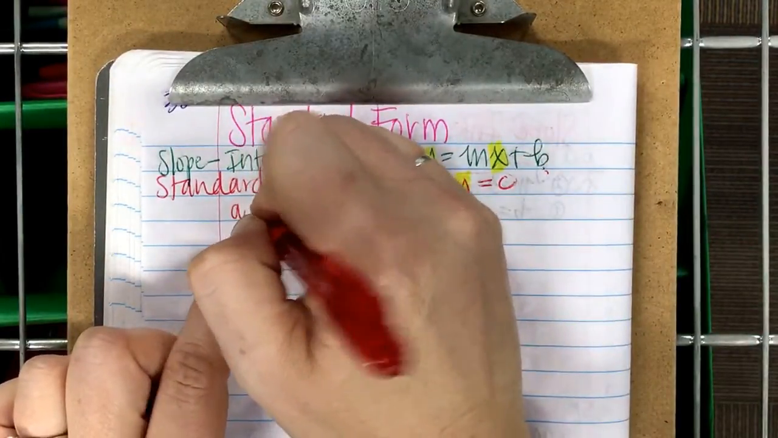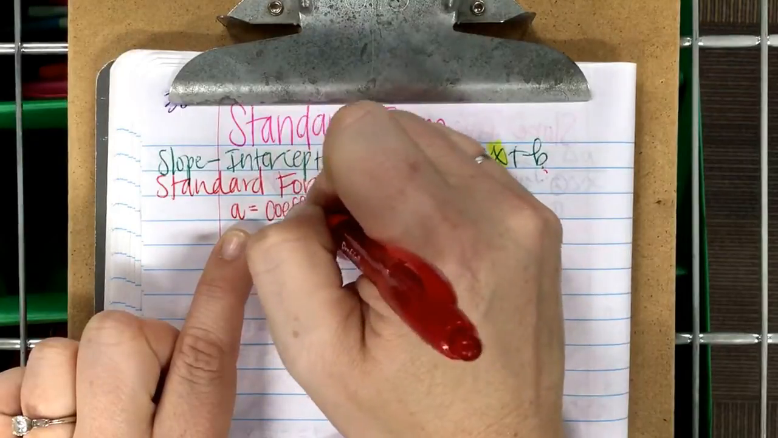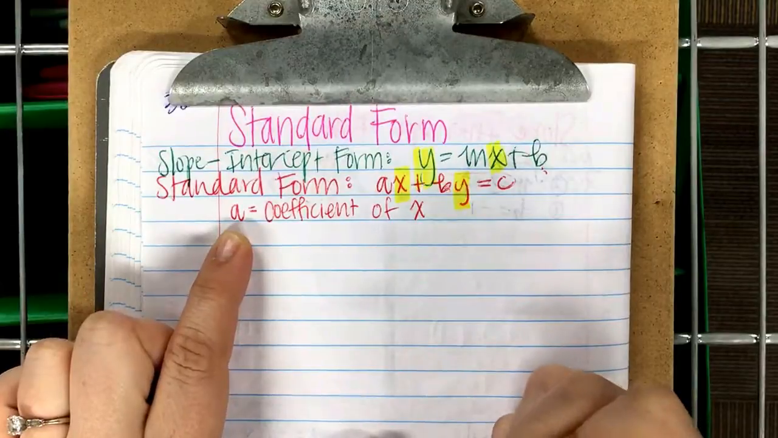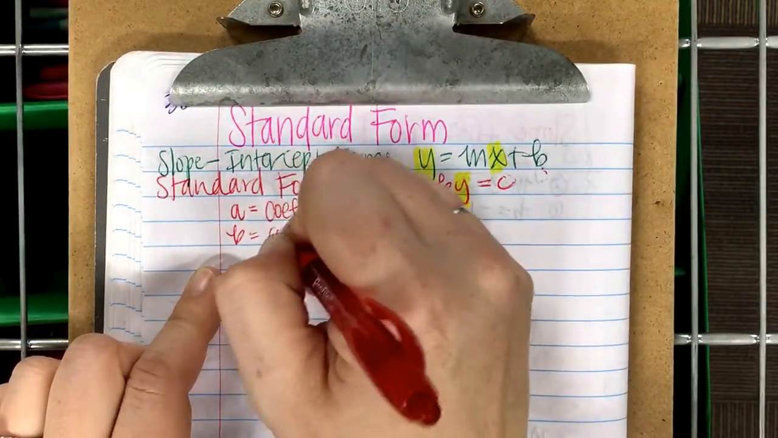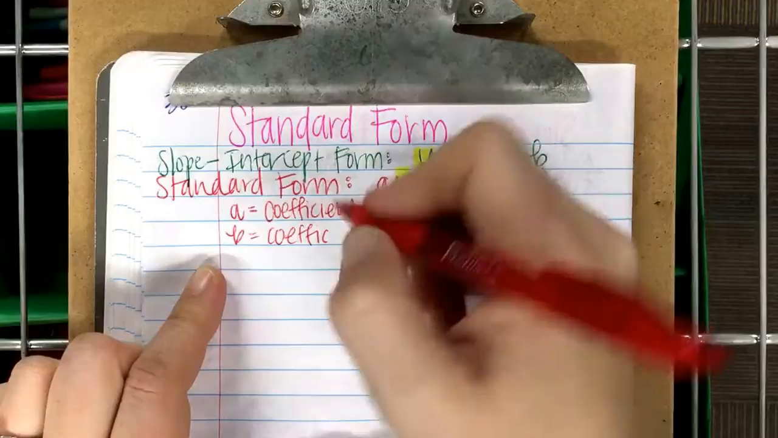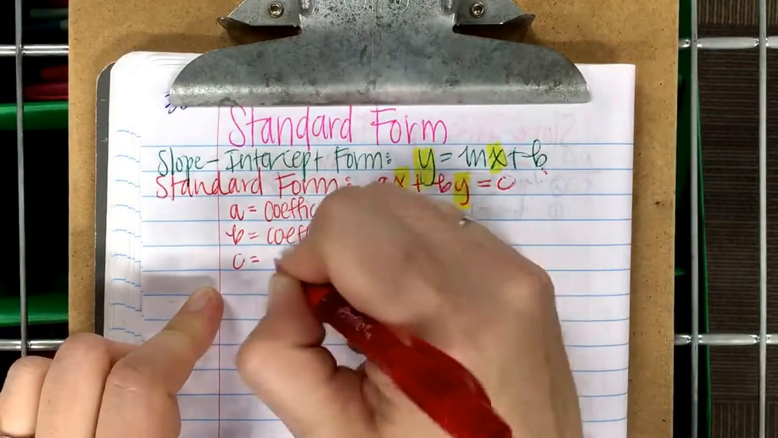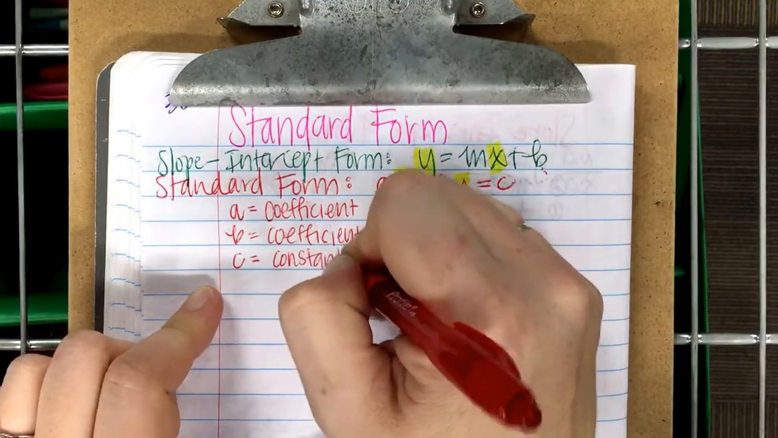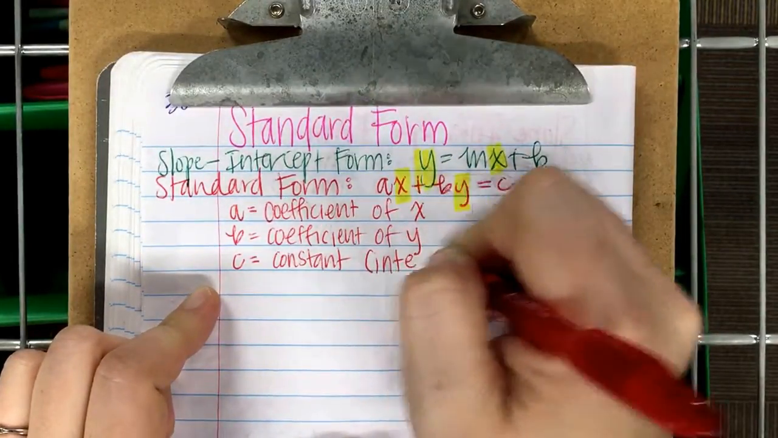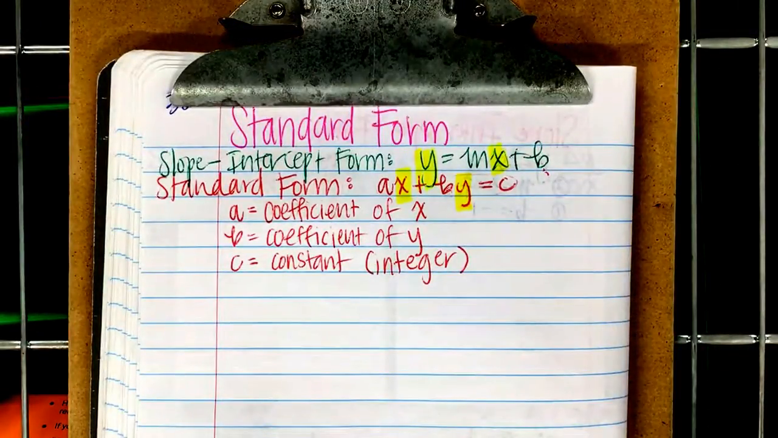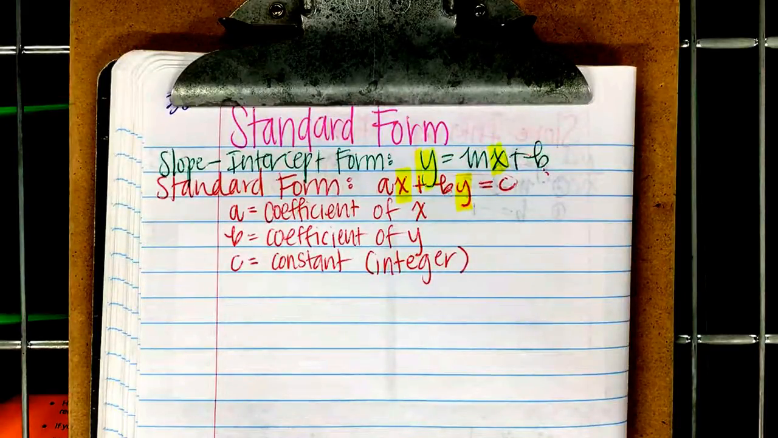The A value is the coefficient of x. The B value is the coefficient of y. And the C is the constant, or it's an integer. It has nothing with it. A is your coefficient of x, B is your coefficient of y, and C is your constant or your integer.